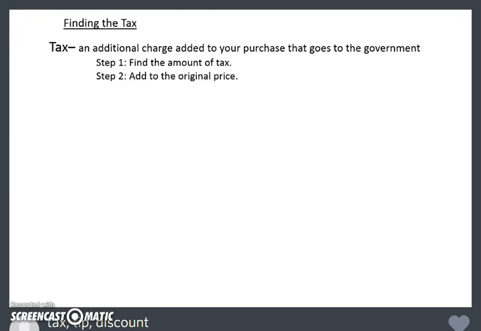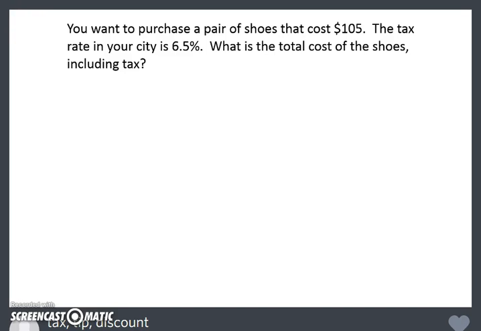Okay, finding the tax. The tax is an additional charge that is added to your purchase that goes to the government. There's all kinds of tax. It could be income tax, where they take a percent of your income, but we're going to be talking about sales tax today. Once again, tax is added to your purchase, so we're going to find the amount of tax and add it to the original price.